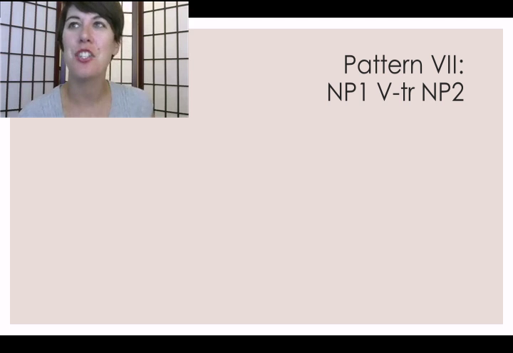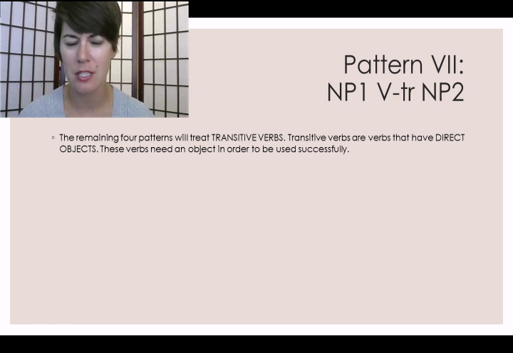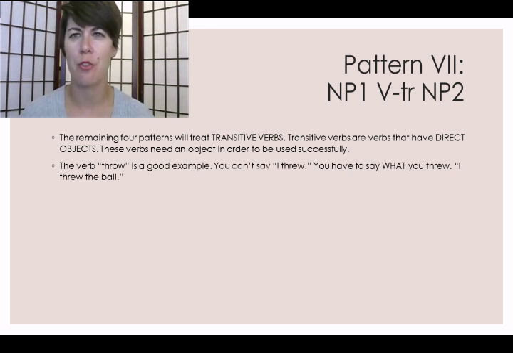Now we will move on to pattern 7, the first transitive verb pattern. Noun phrase 1, transitive verb, noun phrase 2. In fact, all of the remaining 4 patterns are going to be transitive verb patterns, which is to say verbs that have direct objects. They have to have direct objects in order to be used successfully. A good example is the verb throw. You can't say simply, I threw. You have to say what you threw. I threw the ball. The ball is the direct object, the thing receiving the action of the verb.